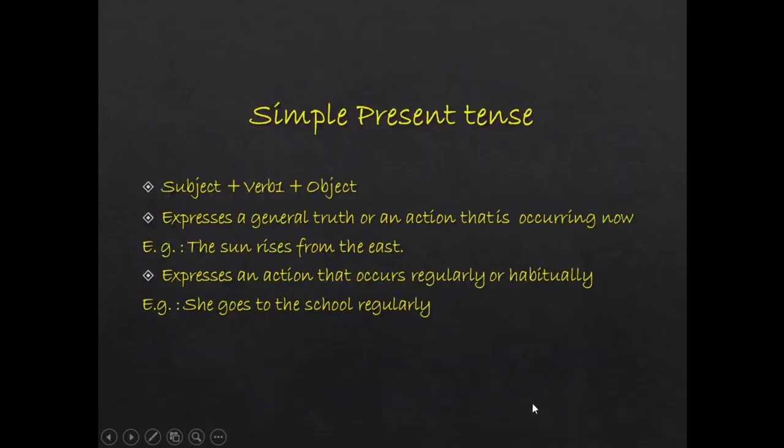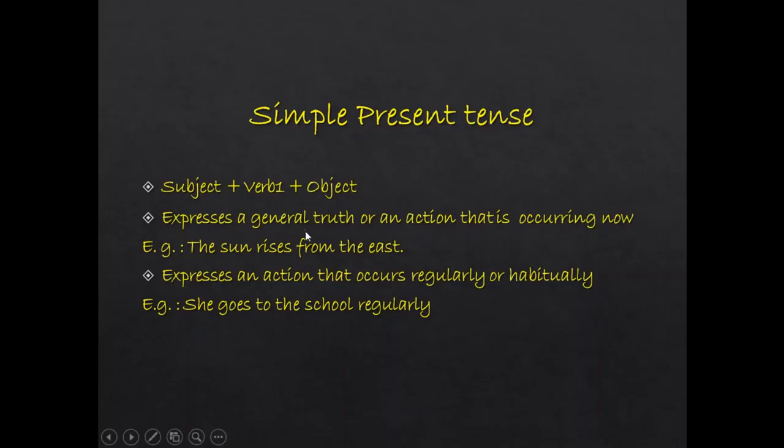Children, now we will try to understand all the types of tenses separately. First, we'll start with the simple present tense. In the simple present tense, the first rule is first of all, we use the subject and then the first form of the verb plus the object. It expresses a general truth or an action that is occurring now.